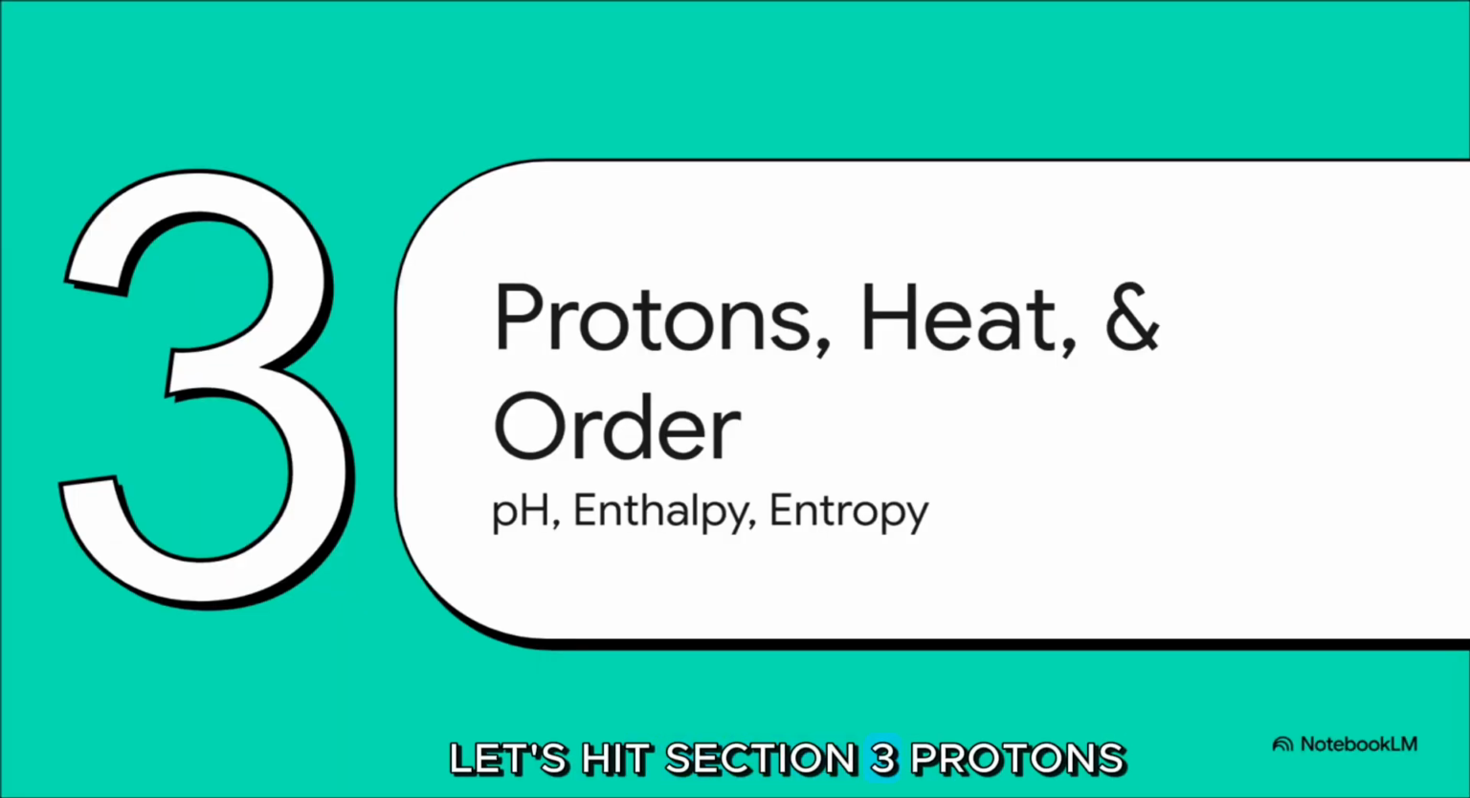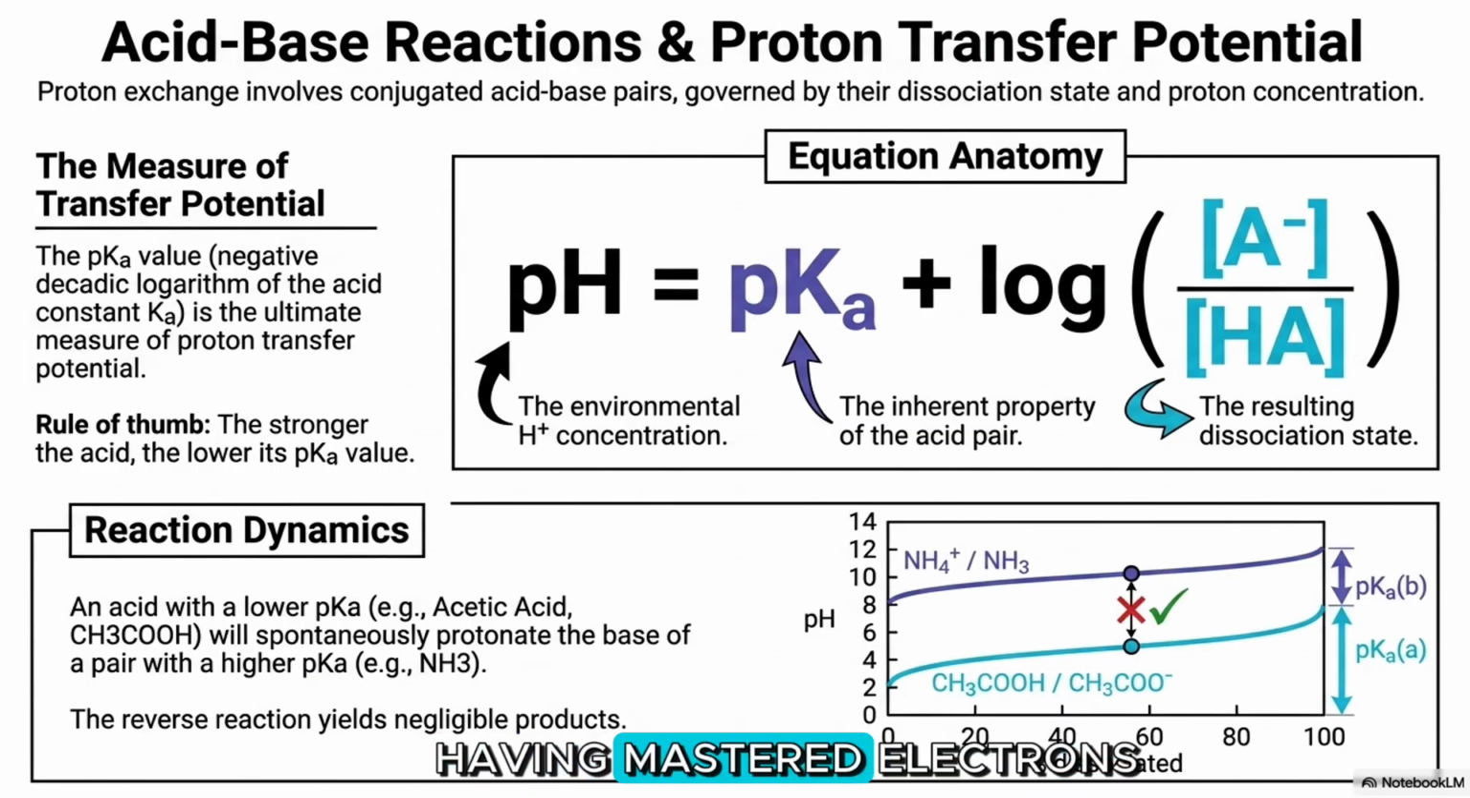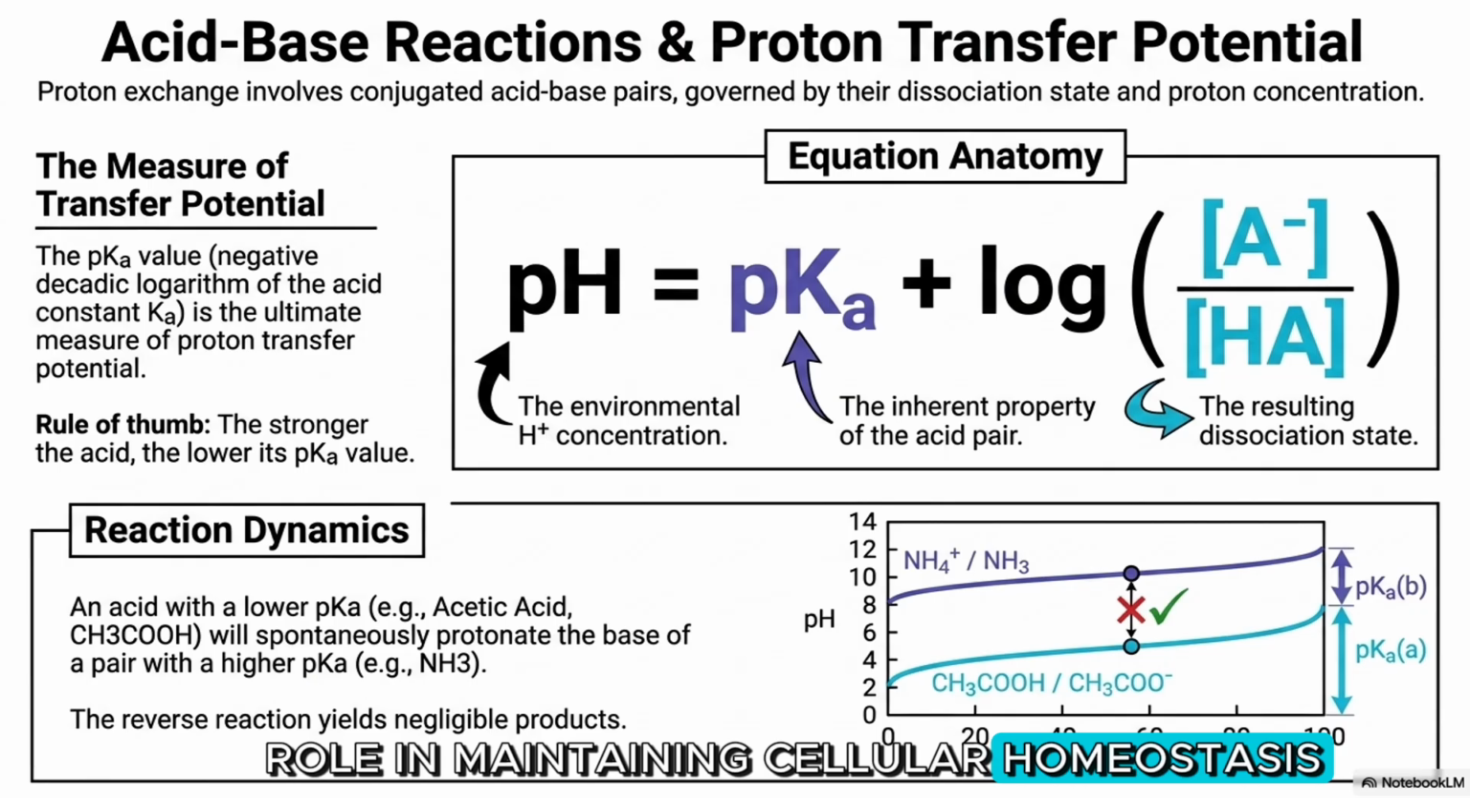Let's hit section 3, protons, heat, and order, the role of pH, enthalpy, and entropy. Okay, having mastered electrons, we now shift our focus to protons, environmental heat flow, and the structural chaos that plays a massive role in maintaining cellular homeostasis.